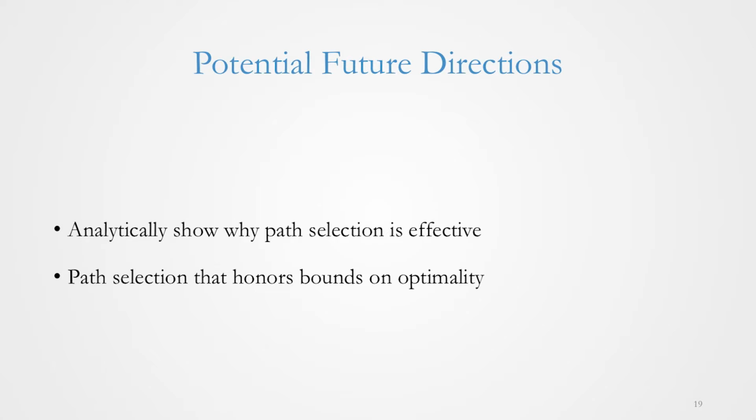Why does it work? There is a good intuition for it. For example, random paths work because if you want to load balance, randomness just lets you load balance naturally through the network. But can we prove any sort of theoretical bounds on it? Perhaps. And the second thing is flipping the problem upside down a little bit and saying, can we create path selection that honors bounds and optimality? So I said that we've done some path selection and we are less than 1% away from optimal. Can we do it the other way around, where I say, I want X% away from optimal, give me the paths that I need to put into my optimization.